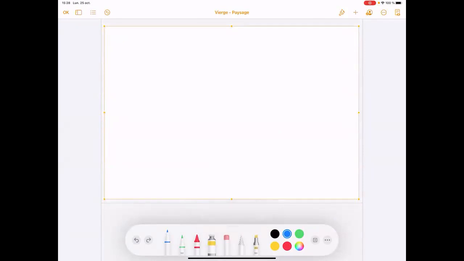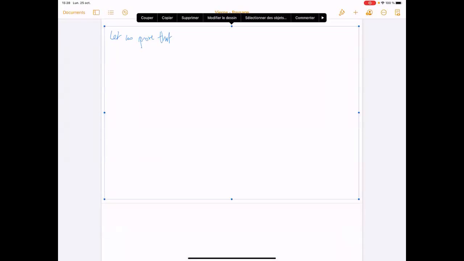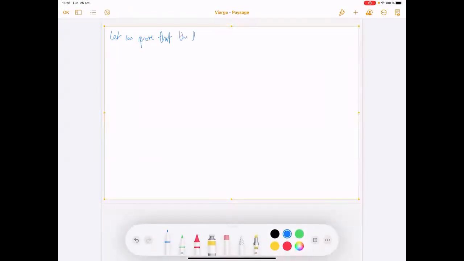Okay. So let us prove that the functor L is essentially surjective.